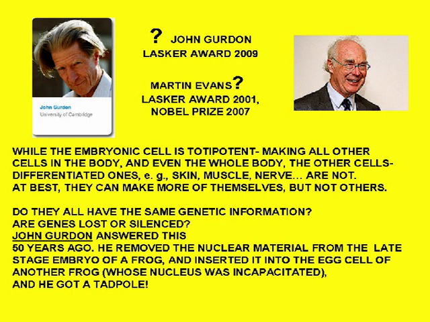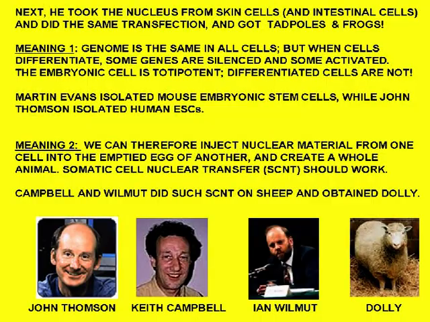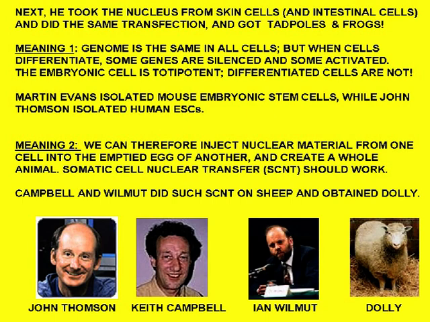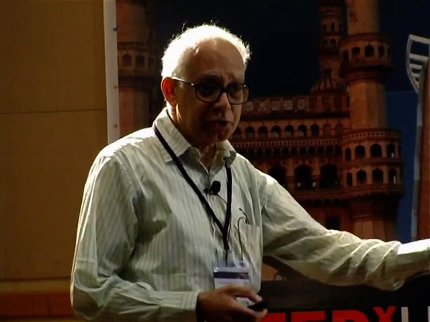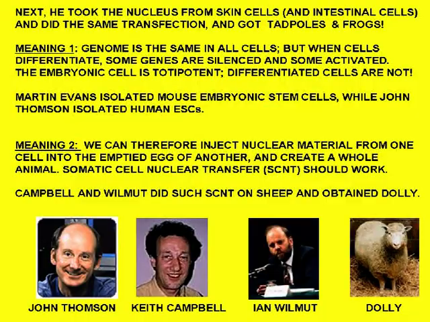Out comes a tadpole. Nobody would believe him at that time. And he said, all right, if that is so, why do I take just an egg cell? Why can't I take any cell? And he took the skin cell of a frog, used exactly the same kind of a thing. From the skin cell, he removed all the DNA, put it in the enucleated egg of another frog, and came out with the tadpole and frog.